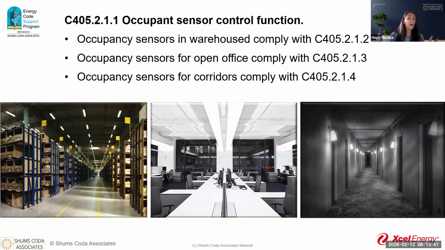If you are an open office, now you have different criteria than what you're going to follow with the base, which is the C405.2.1.3. And the new section that came in, which is occupancy sensors for corridors, you're going to follow C405.2.1.4. I know corridors is a touchy subject, but don't worry. The energy code, I feel, is definitely combining the two worlds so that we can all play in the sandbox very nicely.